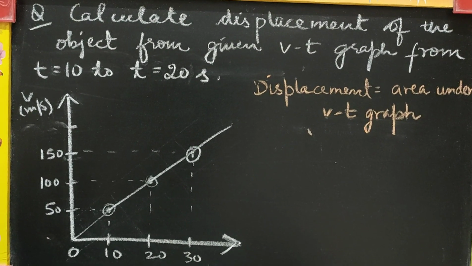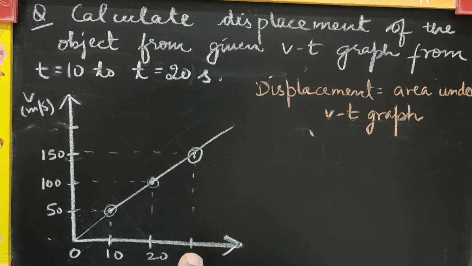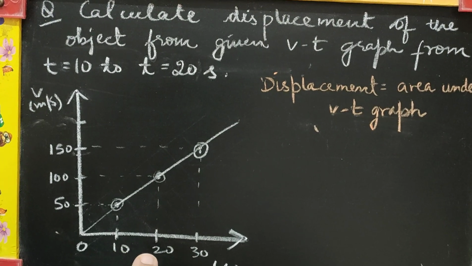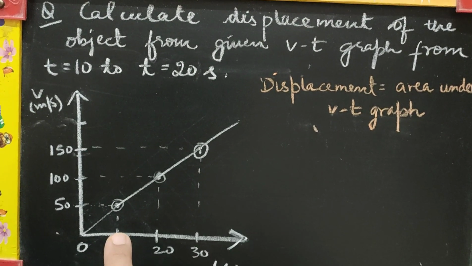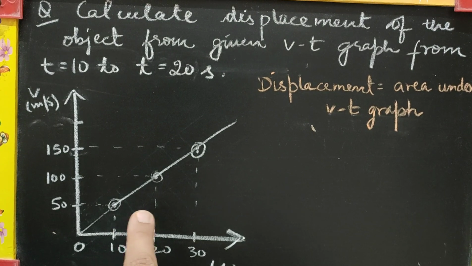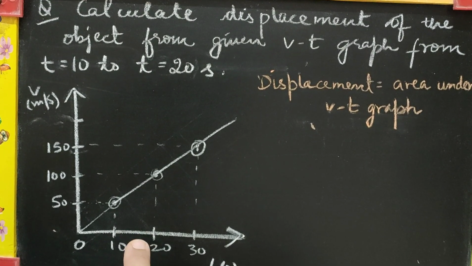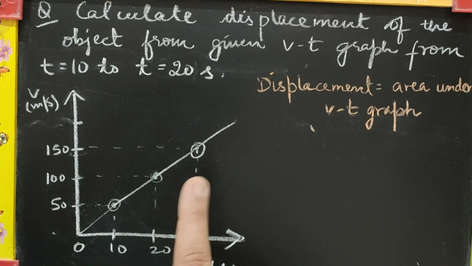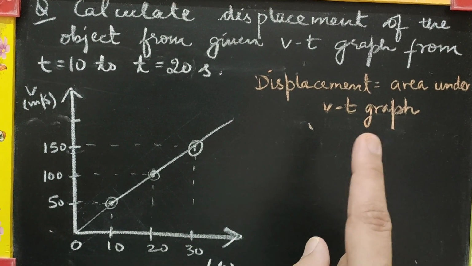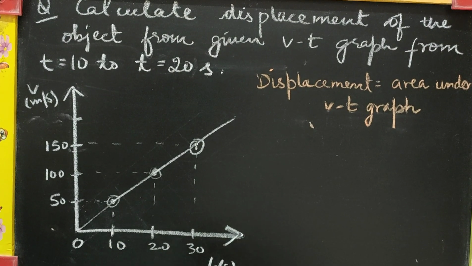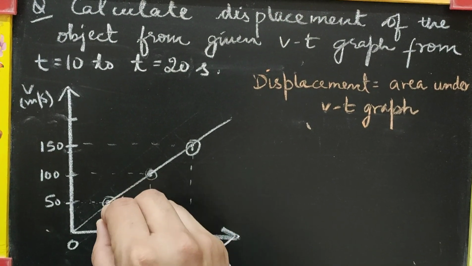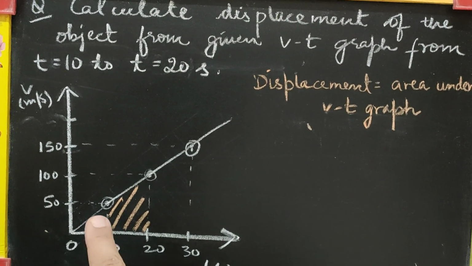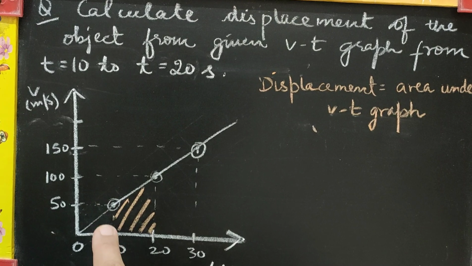In this case, again a VT graph is given and you have to calculate the displacement of the object from t 10 seconds to t 20 seconds. So this particular interval is to be used for calculation only, from t 10 to t 20 seconds. Displacement is the area under the VT graph. So we will be calculating the area under the VT graph during this interval only, from t 10 to t 20. Now you can clearly see this is a trapezium again.